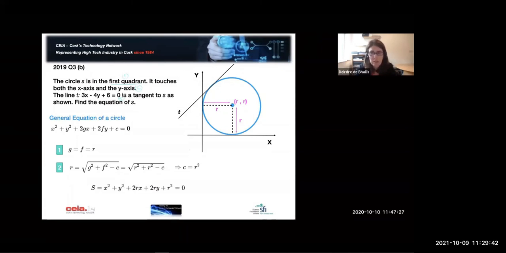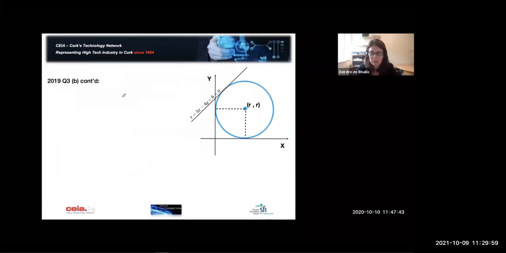Now we can rewrite the general equation of the circle, removing G and F and replacing it with R. And that leaves us with the problem where we need to find the radius. Once we have the radius, we have the equation of this circle. Again, we're back to that all-important piece of information. We know that the perpendicular distance from the center to the tangent is the same as the radius.